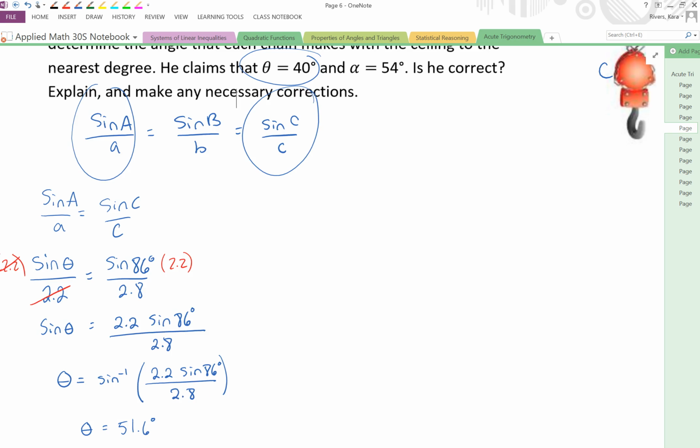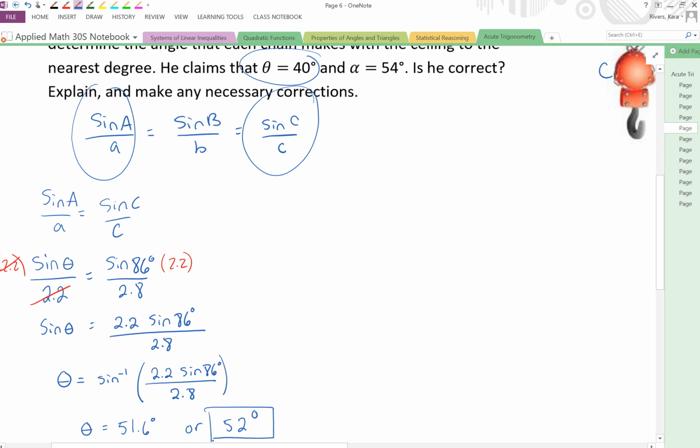At this point, we can compare back, and we could see that Toby measured theta to be 40 degrees, and we've just measured it as 51.6 degrees. Now, it also says that he measured to the nearest degree. So we can say 52 degrees, right? So 52 degrees is what we got as theta.